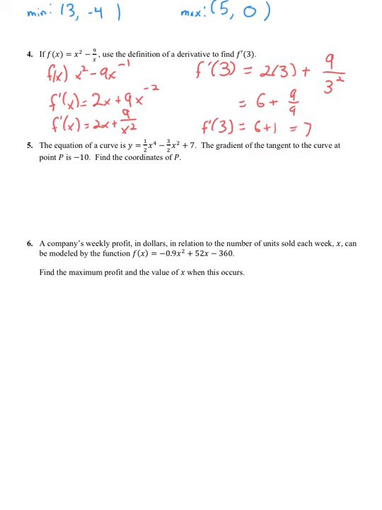Last couple problems. The equation of a curve is this y equals, the gradient of the tangent to the curve at point P is negative 10. So what's that telling us when I tell you the gradient to the tangent is negative 10? What's that information telling me right there? It's important that we know what that means.